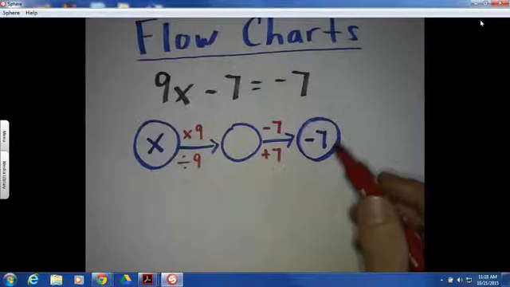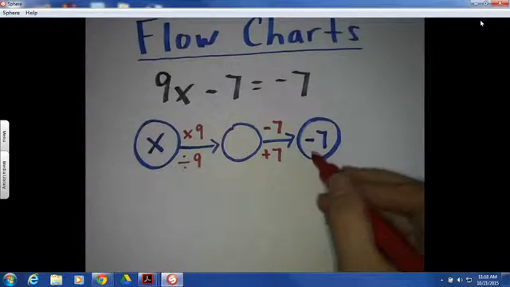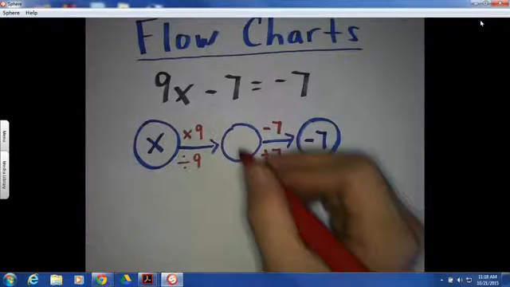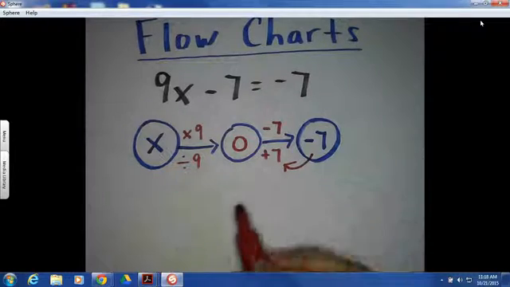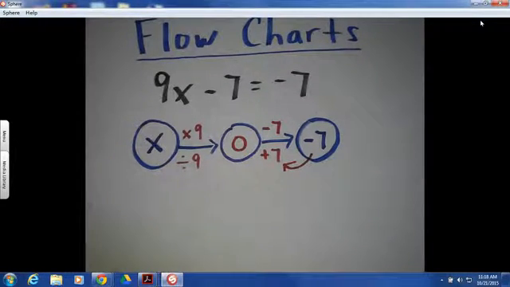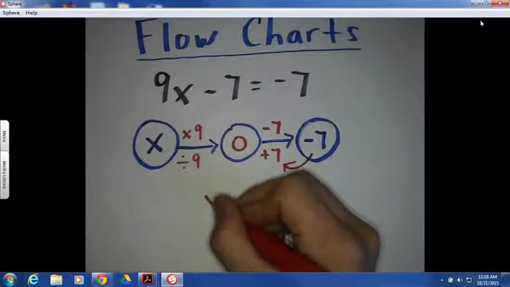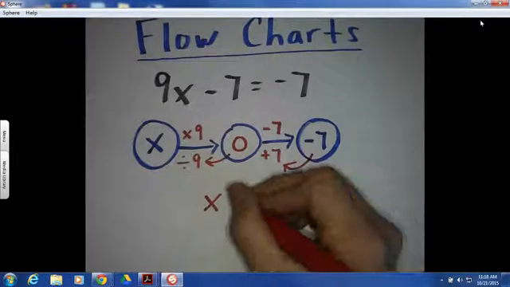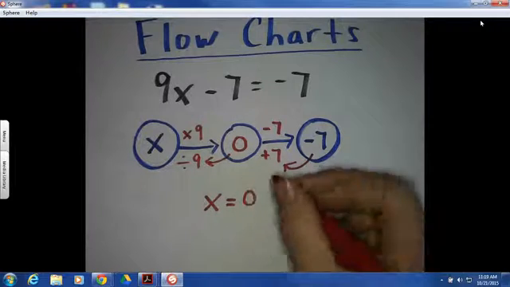So I'm going to start at the negative 7. And I ask myself, negative 7 plus 7, what does that equal? It equals 0. Now 0 divided by 9 is just 0. 0 divided by 9 equals 0. So my answer is x equals 0.